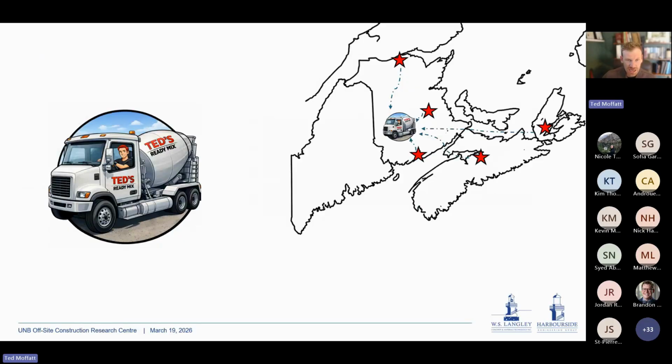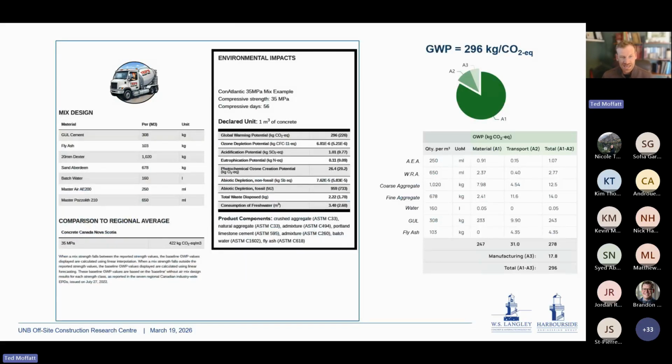If I look at Ted's Ready Mix, who's located in Fredericton, we would take into account all the emissions associated with manufacturing fly ash and my aggregate sources. My water is typically just well water or plant water. My cement manufacturing and admixture, and obviously the transportation associated with bringing all of those to Fredericton. Once that's done, we develop what's known as an EPD, which is usually a document that looks like this.